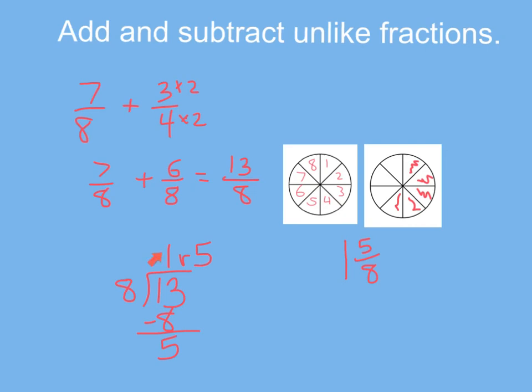And here's what this means. The 1 is how many wholes we have. So we have 1 whole. The remainder right here tells us what the numerator is going to be. So it's going to be 5, and we know that we're dealing with eighths. That's what we were dividing by. So it would be 1 and 5/8.